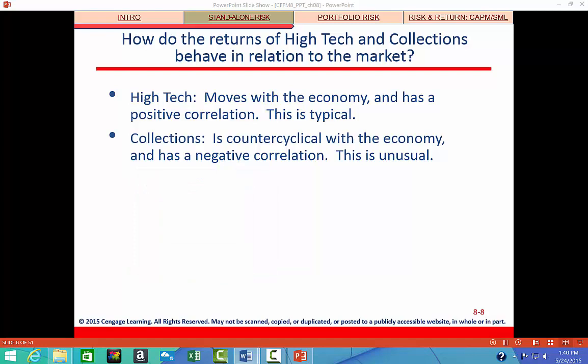And then in real life, it is almost impossible to find stocks that are expected to move counter to the economy like we have in this example.